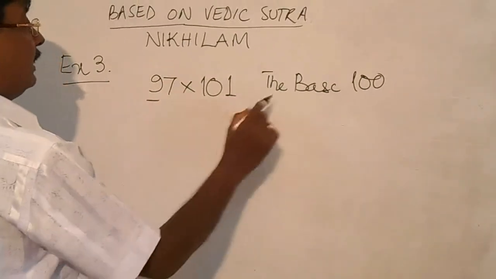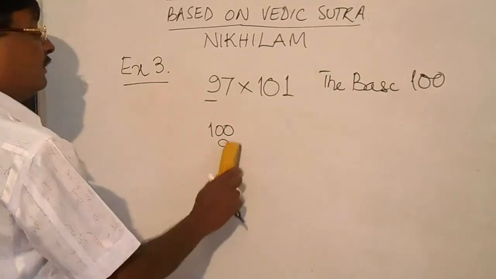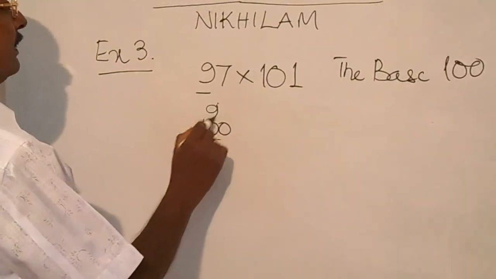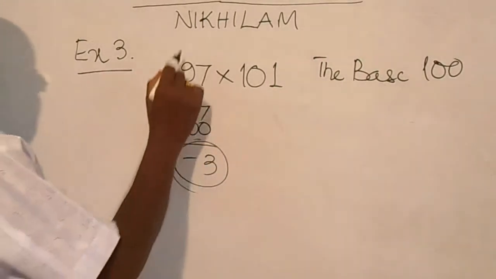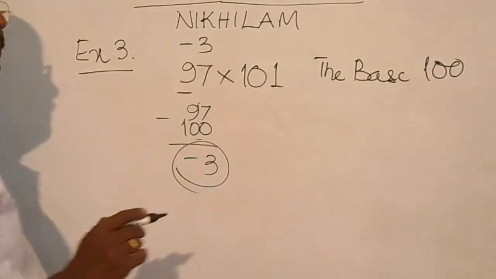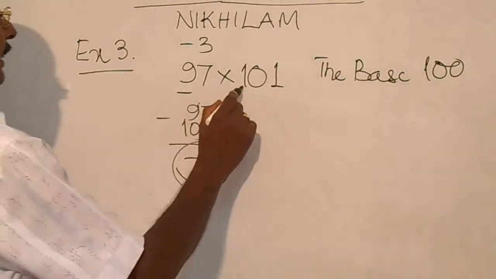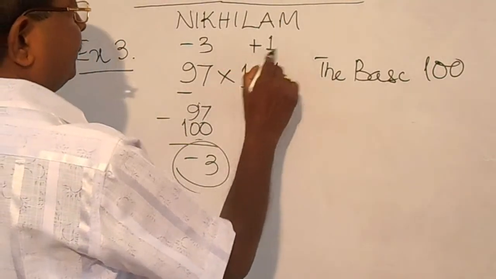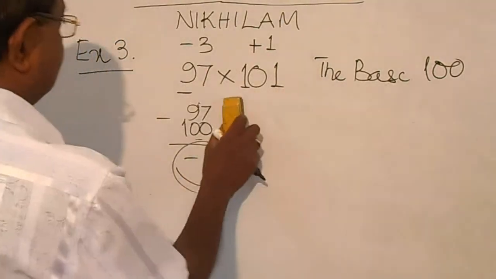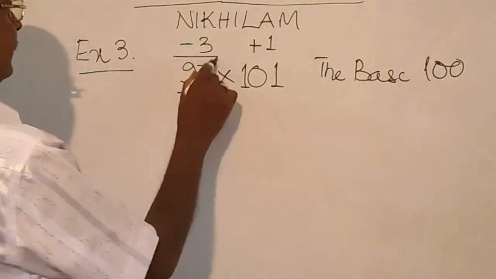See, 97 minus 100 gives minus 3. That is, to the nearest base, 97 is short by 3. But in the case of 101, it is plus 1. We write minus 3 and plus 1 on top of each number.